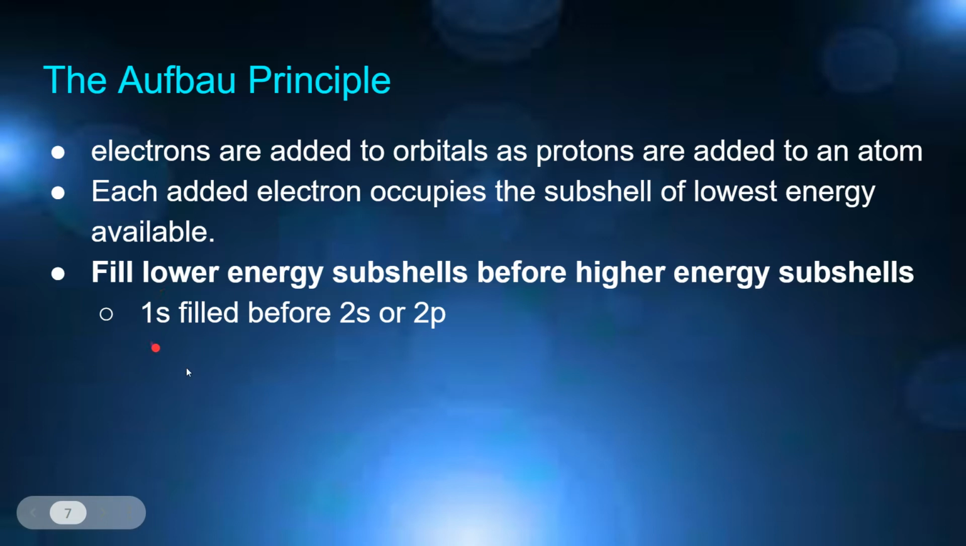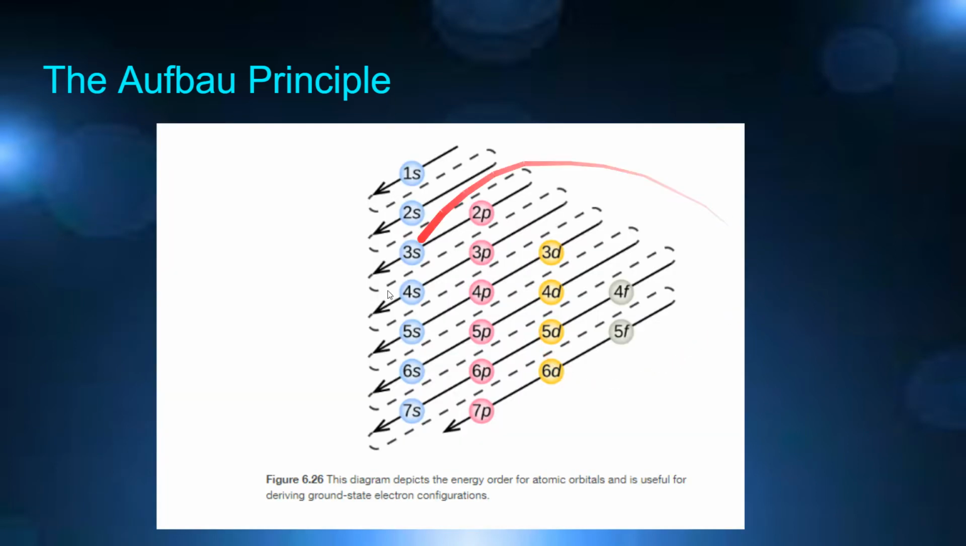So 1s is going to be filled before 2s or 2p. If you follow this along, this Aufbau principle chart is actually going to be extremely helpful for you when filling out your electrons for elements. We're going to start always with 1s. After 1s has been filled, we hit 2s. After 2s has been filled, we hit 2p, 3s. After that's been filled, 3p, 4s. Then we get to 3d, 4p, and 5s, and so forth.